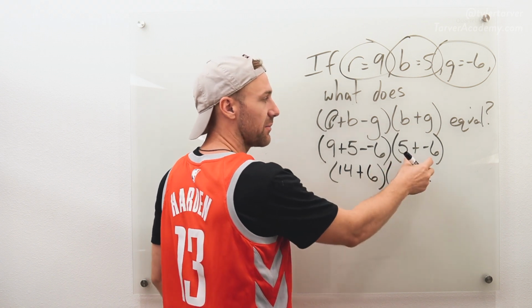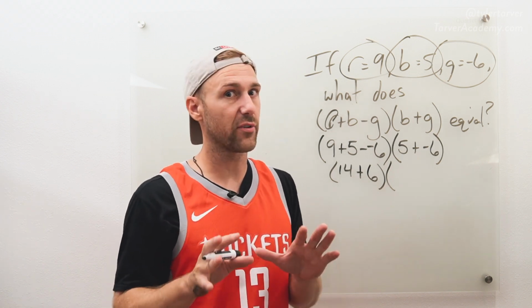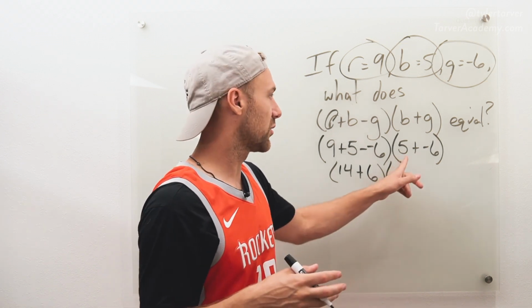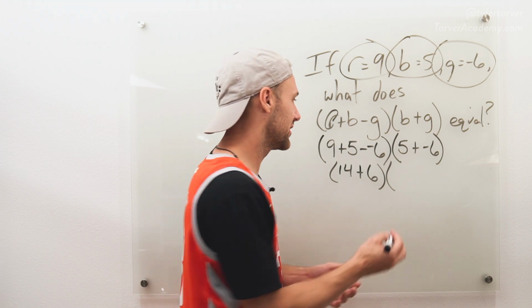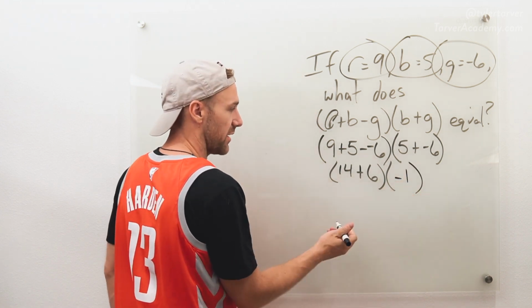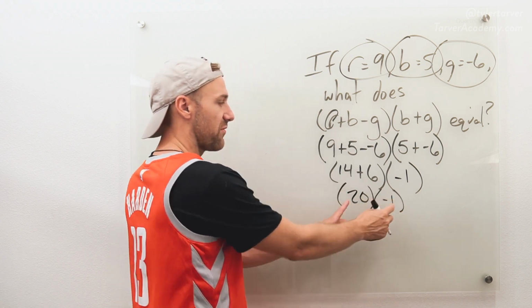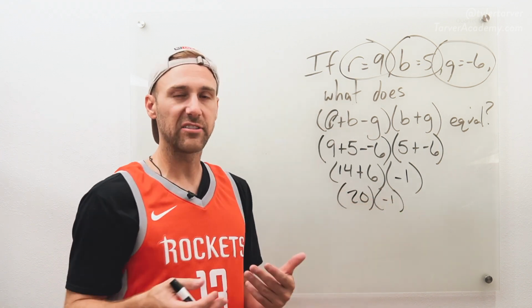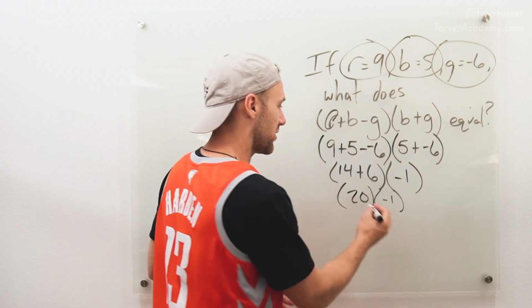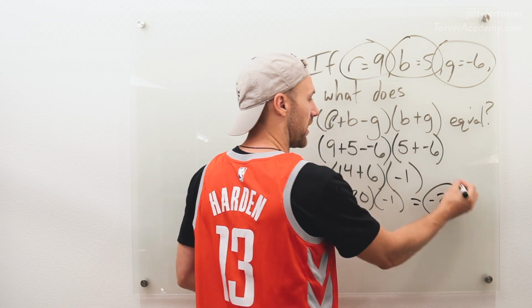I can go ahead and simplify this. What is 5 plus a negative? When you plus a negative, it's different. The minus sign overtakes it. So it's really 5 minus 6, which is negative 1. Let's finish it out. 14 plus 6 is 20. And then anytime you have parentheses like this, that just means you're supposed to multiply those two. So 20 times negative 1 is negative 20.